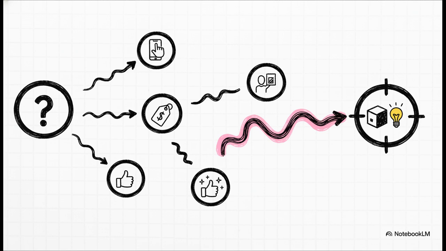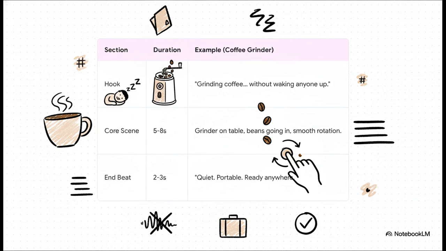Don't overcomplicate it. And now step 3, my favorite part, the microscript. This is your secret weapon. All we're doing is giving the AI a simple 3-part story. It starts with a hook to grab attention, something like grinding coffee without waking anyone up. Then you describe the main action, the core scene. And finally, you have an end beat that just lands that key benefit one last time. This simple structure is everything the AI needs to create a coherent video.